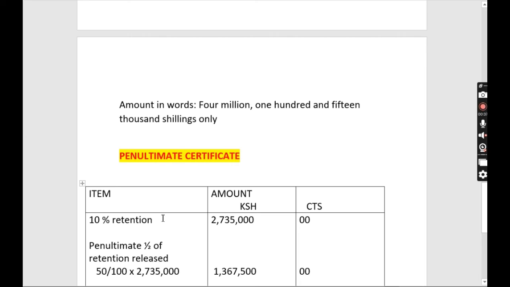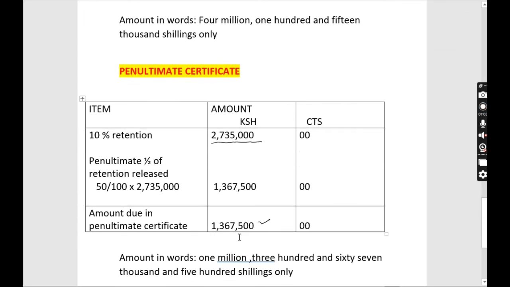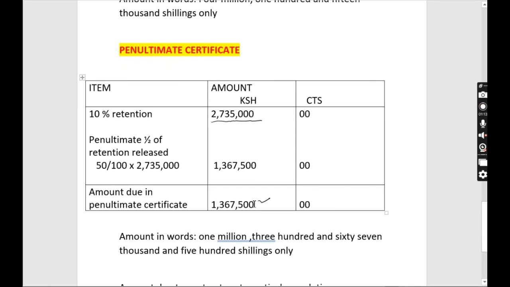So half of the 10% retention. What we had retained is 2,735,000. So half of it, that is 50%, is to be released. So 50% of 2,735,000 is 1,367,500. So this is what we are releasing. So the amount due in this penultimate certificate, what we are giving the contractor, is 1,367,500.